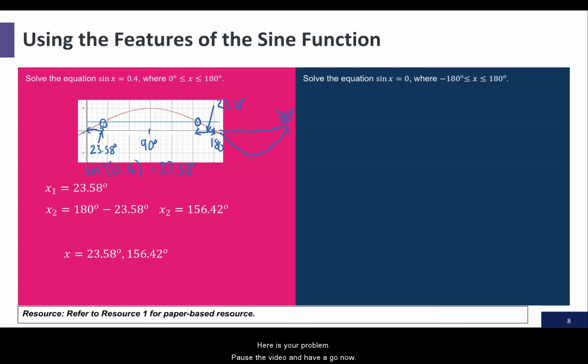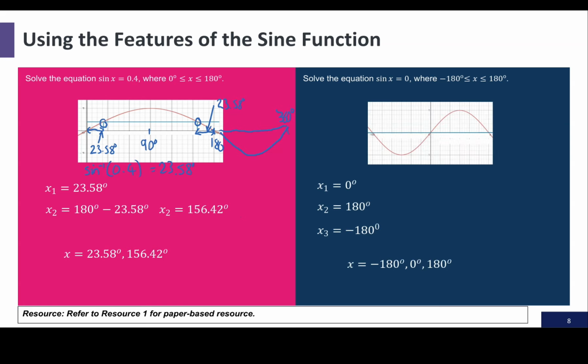Here is your problem. Pause the video and have a go now. So here's the solution. First thing I've done is I've drawn it between 0 and 180. So there's 180. There is positive 180. There is 0. And where sine x is equal to 0, which is the horizontal line here.